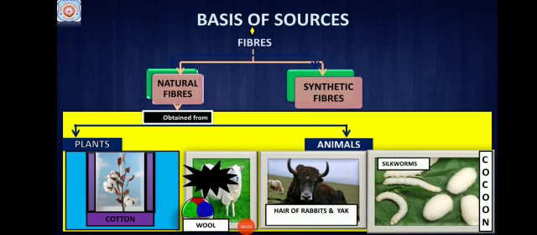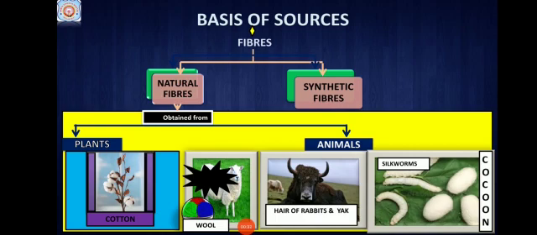Now our next point is types of fibers. Fibers are mainly classified into two parts, natural fibers and man-made fibers. Natural fibers are again classified into plant fibers and animal fibers. Natural fibers come from plants and animals. Jute, wool, silk, cotton, linen are some examples of natural fibers.